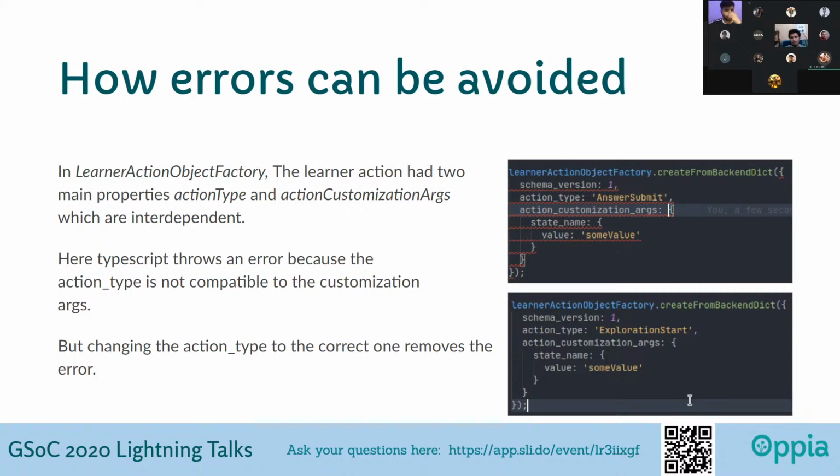It is possible to assign the wrong type of customization args for an action type when we use this service, but TypeScript can help prevent errors in that. You can see that there is an error in the first picture because the action type we have declared is incorrect corresponding to the customization args. But when we correct the action type, the error goes away. And this is just an example. TypeScript can be really helpful otherwise also. So next slide, please.